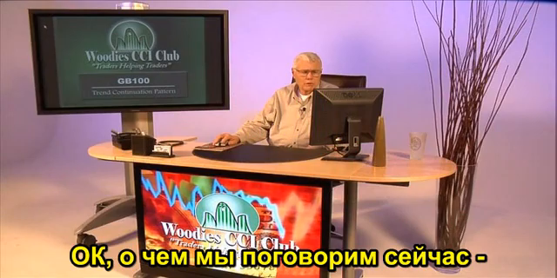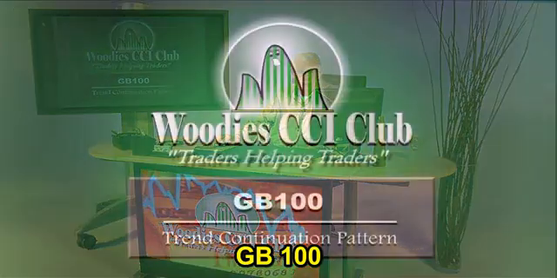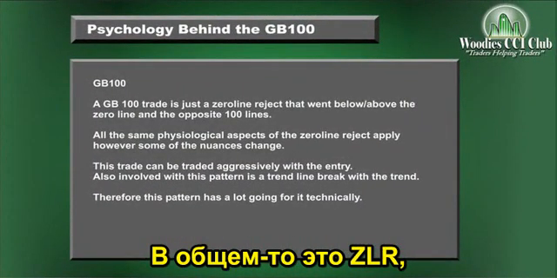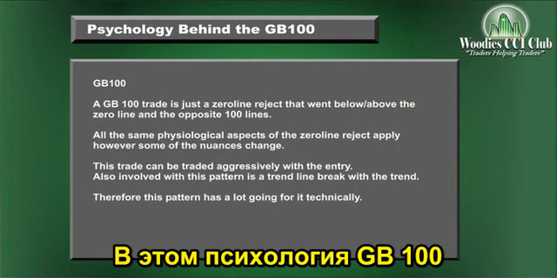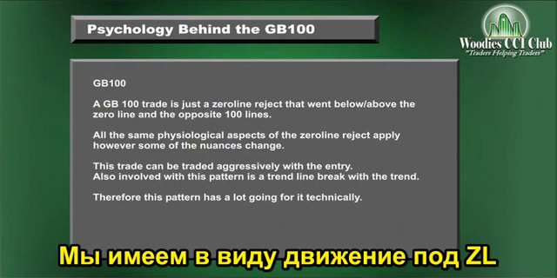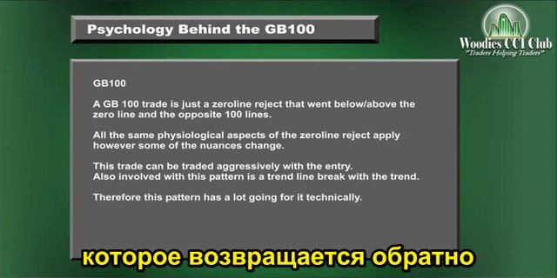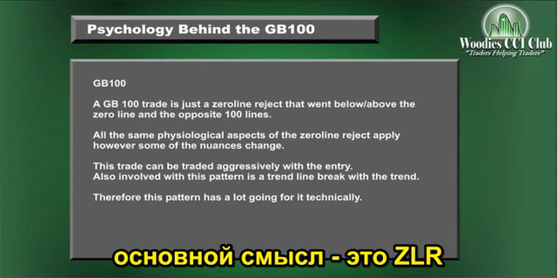Okay, what we're going to cover here now is one of our trend continuation patterns, the GB100. The GB100 is actually a zero-line reject that just went too far. That's the psychology of a GB100. By that we mean it goes below the zero line and below the minus 100, or above the plus 100, and comes back again. And there's different criteria than the zero-line reject, but basically the psychology is, it's just a zero-line reject that went too far.